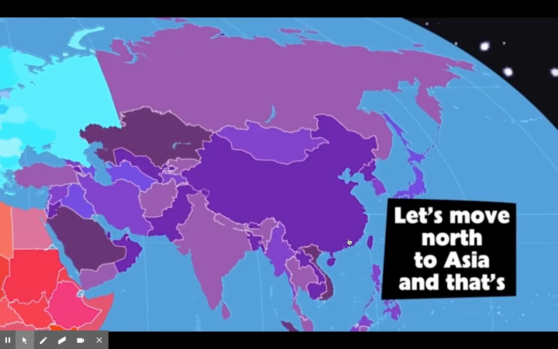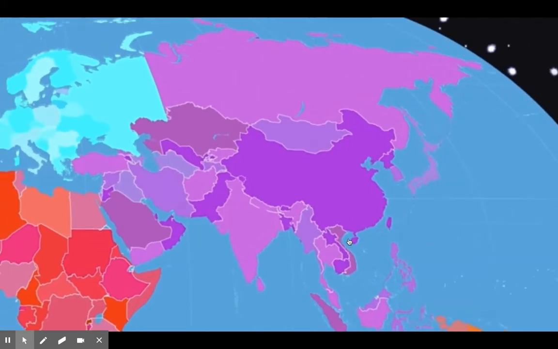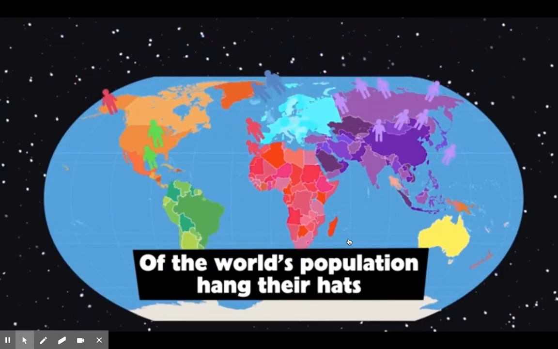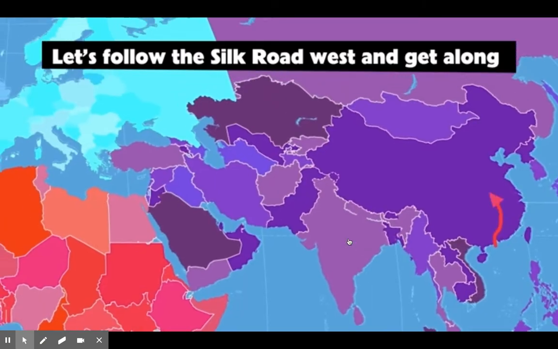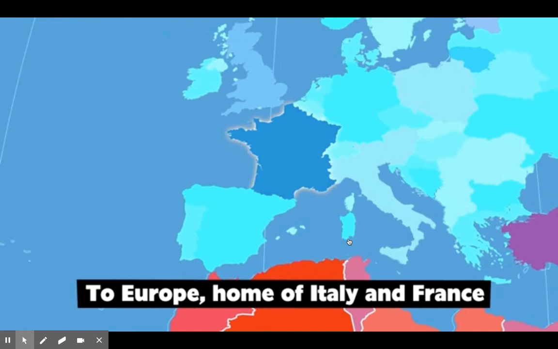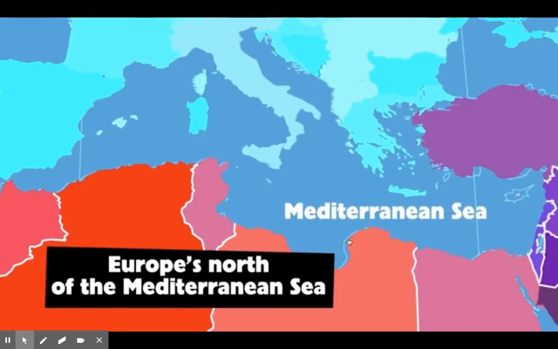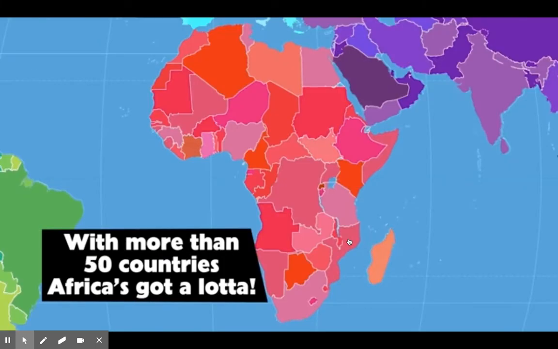Let's move north to Asia, the biggest continent of all by landmass. Asia, where more than half of the world's population hang their hats. China, India, over to Lebanon, and follow the Silk Road west to Europe, home of Italy and France. Lots of different countries on a small chunk of land. Europe's north of the Mediterranean Sea. Want to see the Eiffel Tower? More than 50 countries.